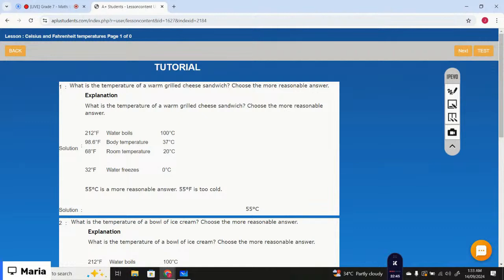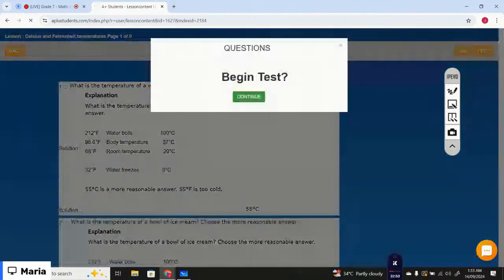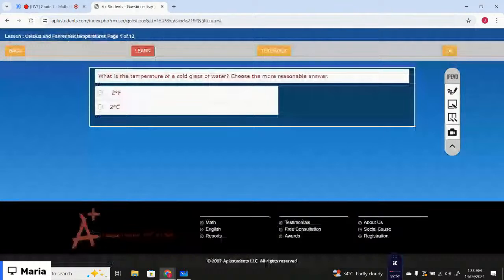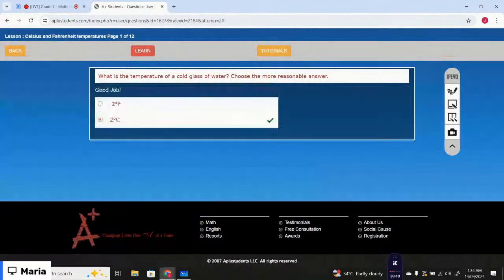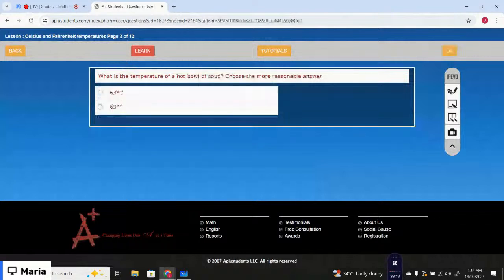So let's just start with the test questions. You're not given the options here, right? So without the options, it is very difficult to explain. Okay, now look at here. What is the temperature of a cold glass of water? 2 degrees Fahrenheit or 2 degrees Celsius? That is a cold glass of water, right? Then that would be 2 degrees Celsius. The correct option is 2 degrees Celsius, because 2 degrees Fahrenheit is too hot.